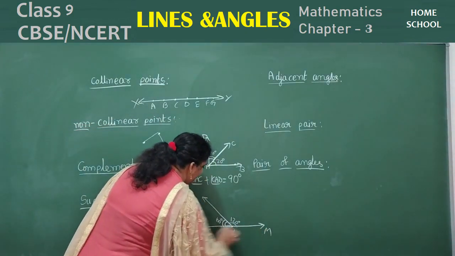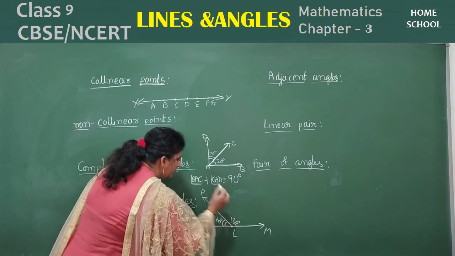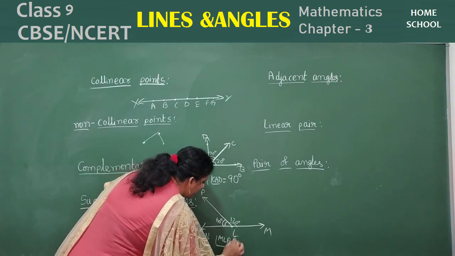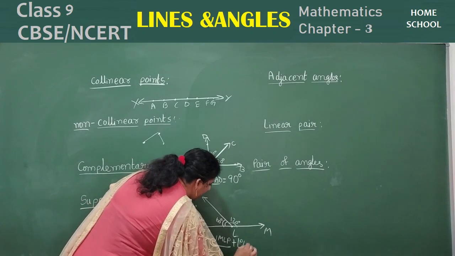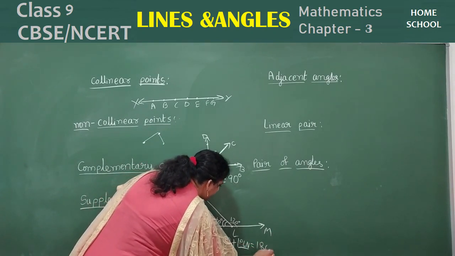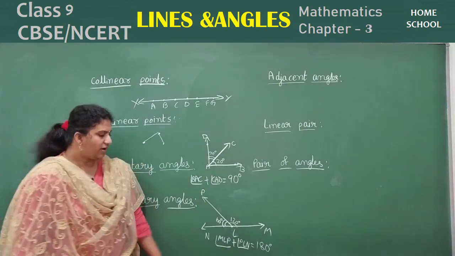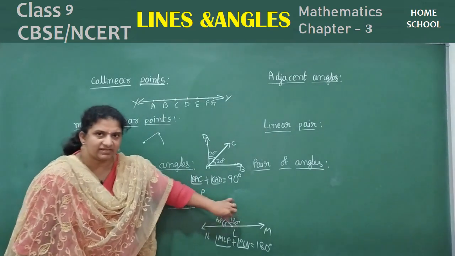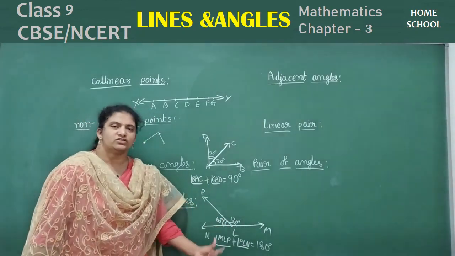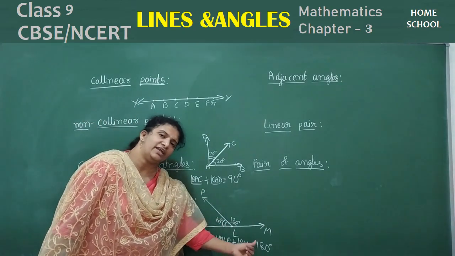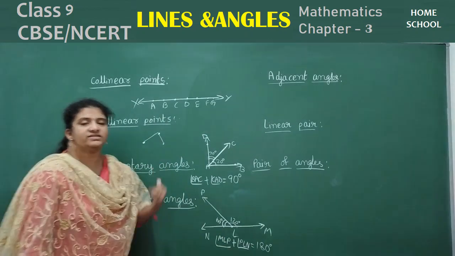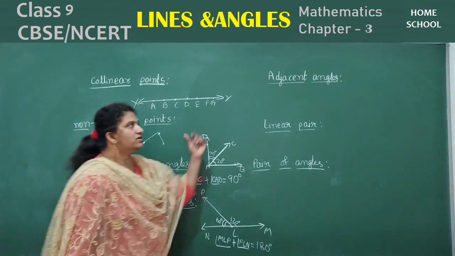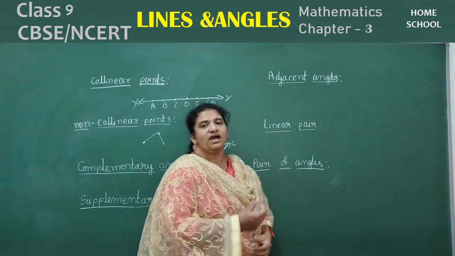L, M, N, P. So look here, angle MLP plus angle PLN is equal to how much, the sum? 180 degrees. So observe here, this angle is 120, this angle is 60. 120 plus 60 will be 180 degrees. So if their sum of angles is 180, what is the type of angle? It is supplementary angles. So let's see the next one.